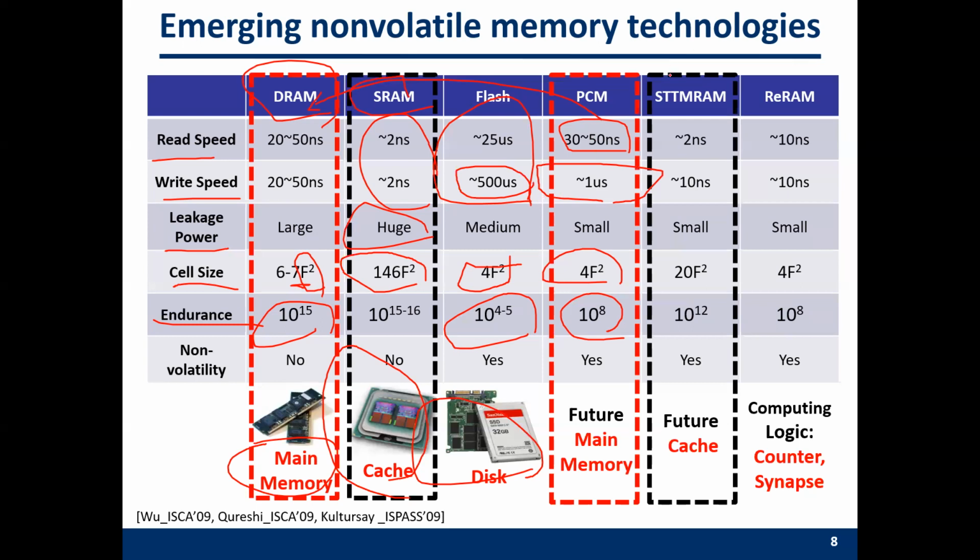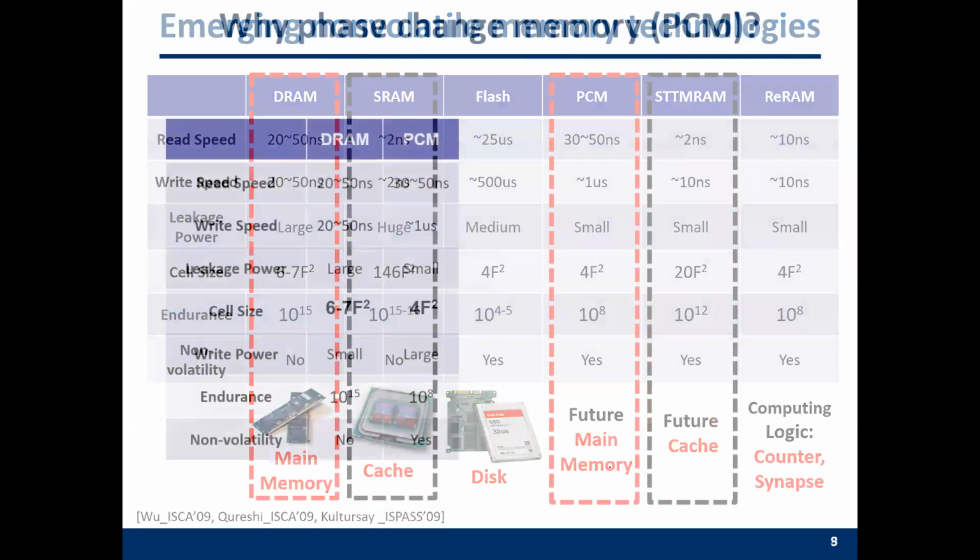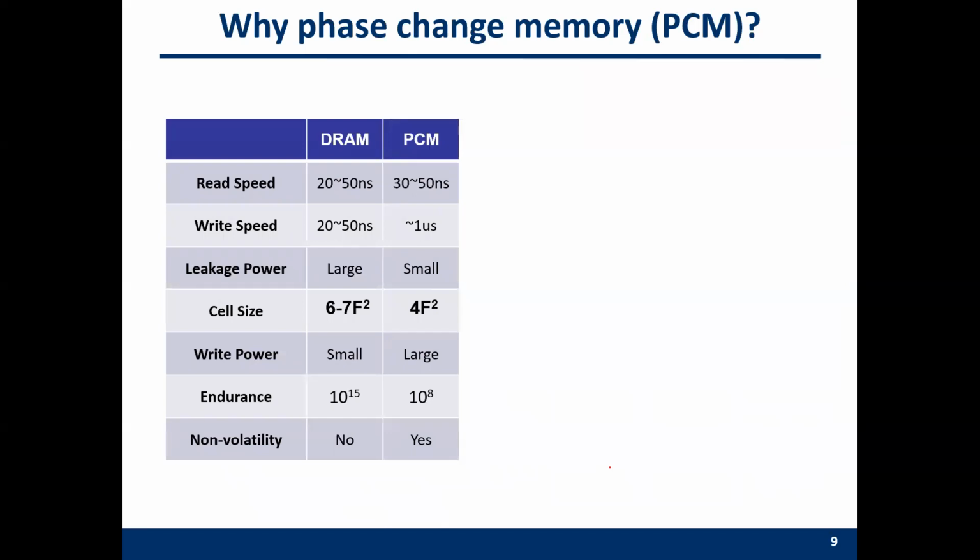More advanced technologies are the STT-RAM and RRAM. They have very fast latency, longer endurance compared to PCM, and different cell sizes. They can be used to implement the future cache and some compute logic. So in this lecture, I would like to focus on the phase change memory, particularly the comparison between the phase change memory and the DRAM.